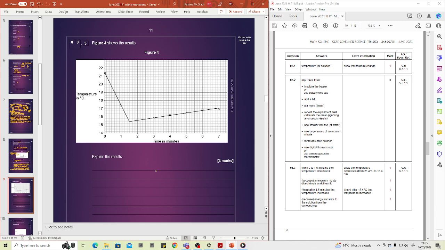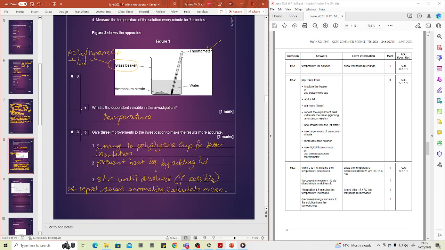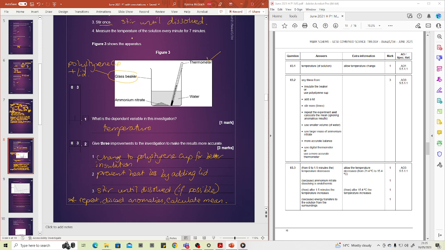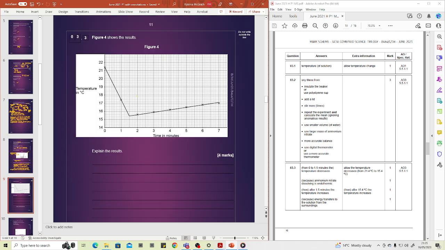Okay, so it's got some results. It says that it measured every minute for 7 minutes. So how did the line of best fit look like that? Let me just check. Measure the temperature of the solution every minute for 7 minutes, and then you get a line of best fit where it's changing direction at 1 minute and 30 seconds. I don't understand. What is going on?